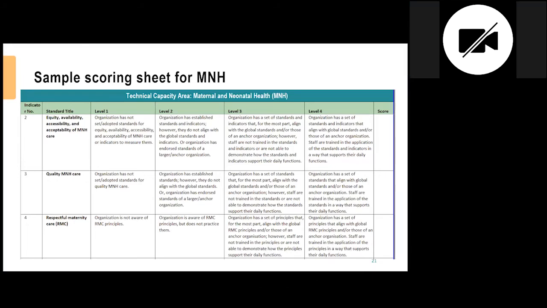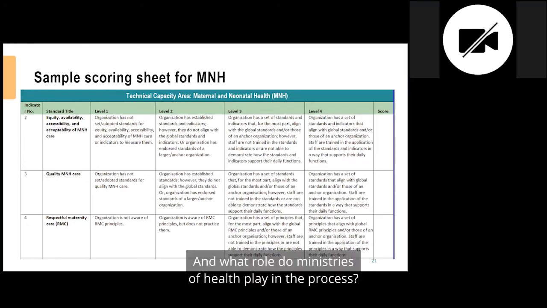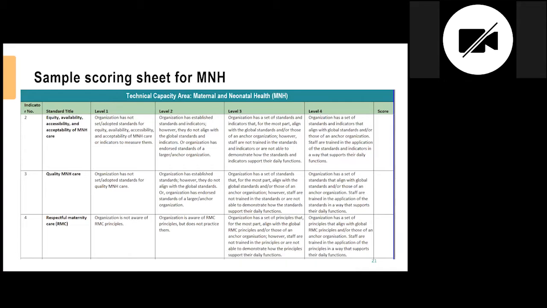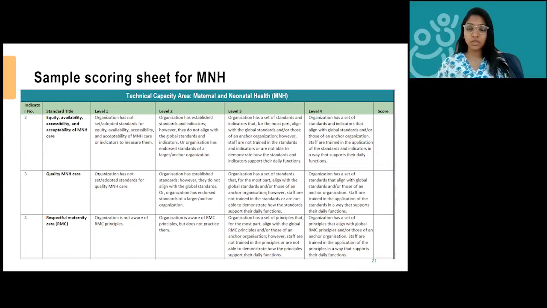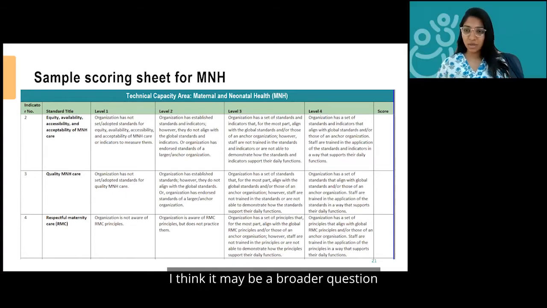Great. And what role do ministries of health play in the process? And do you have to align to specific requests that are coming from them in different countries? Jim, do you want to take that? I think it may be a broader question, or is this specifically for the ITOCA?